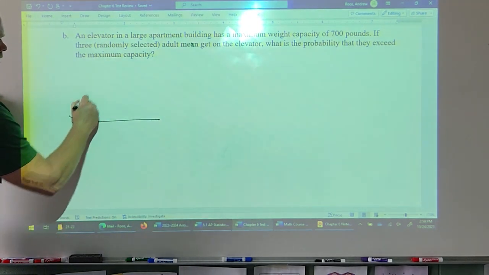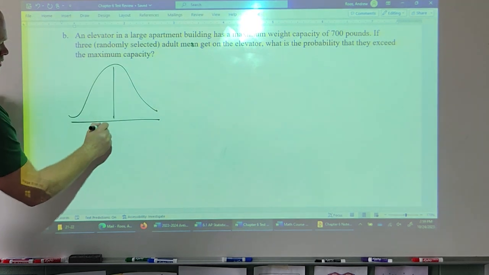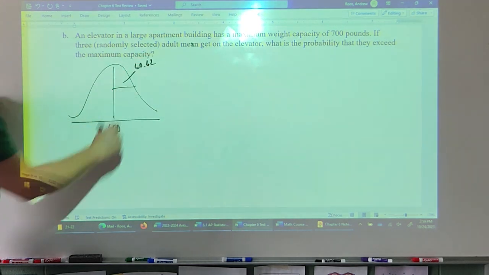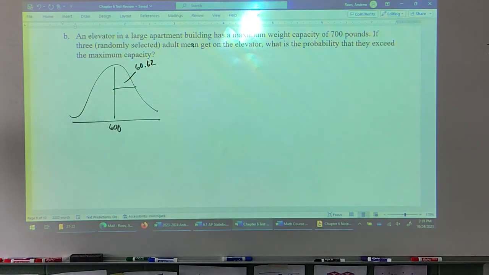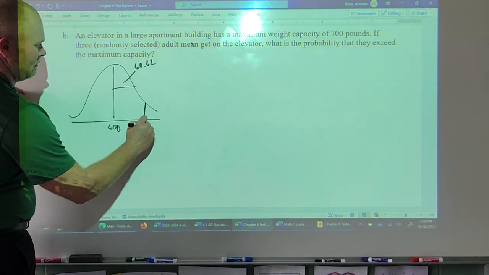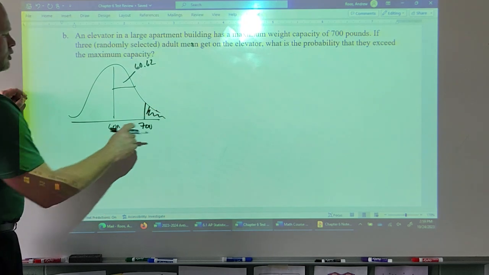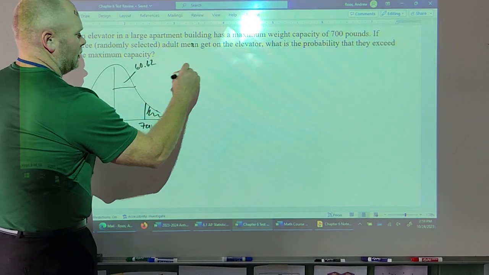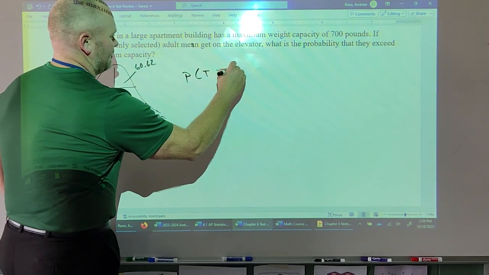So you can use a normal distribution, mean 600, standard deviation 60.62, and we want to find, if the maximum capacity is 700, the probability that they exceed that capacity. So we want to find the probability that the total weight is going to be over 700. So we want to find the probability that T is greater than 700.